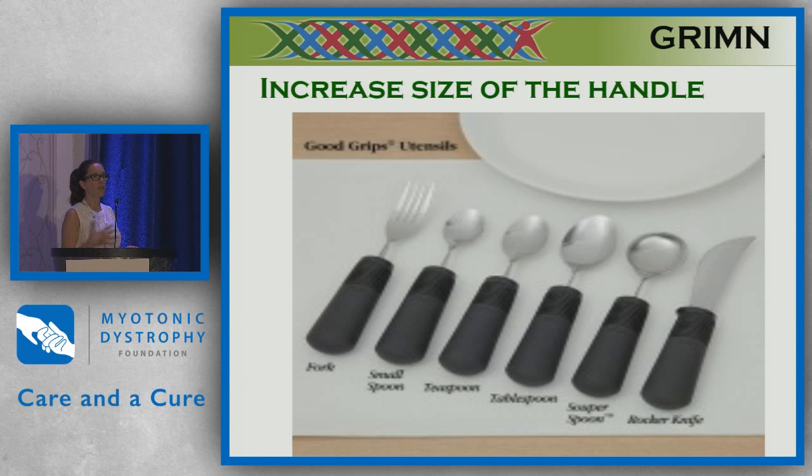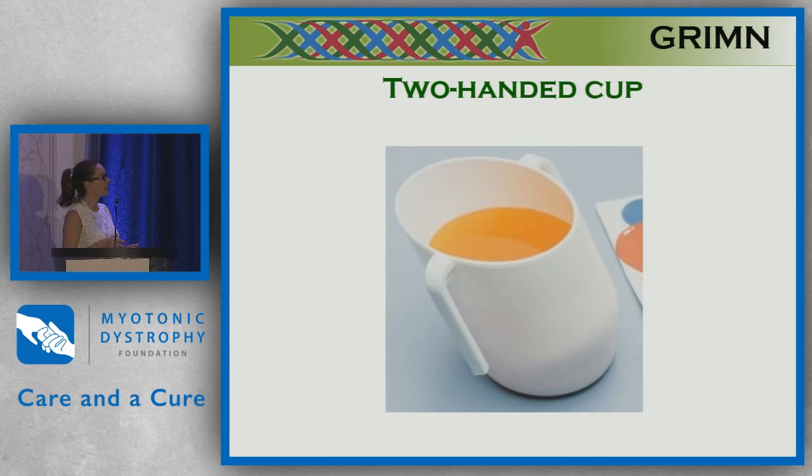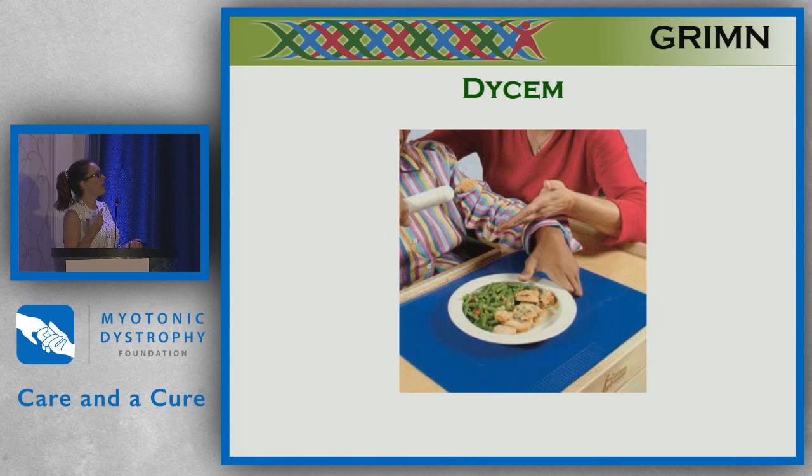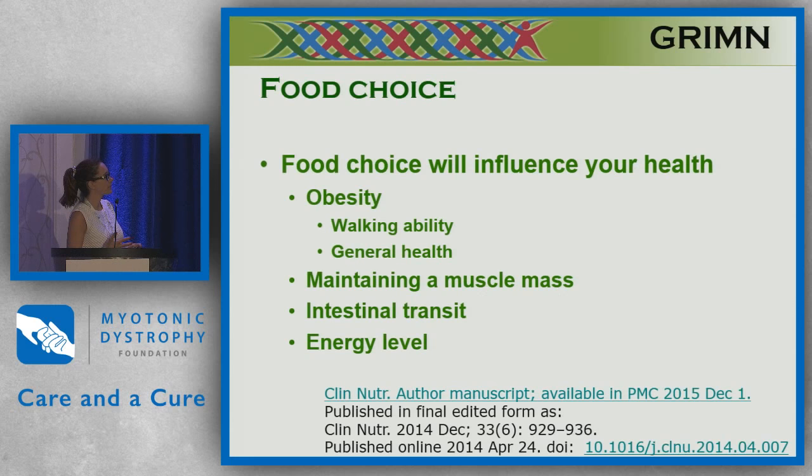In occupational therapy, we can help you with thousands of things, in regard to increasing the size of the handle of your cutlery, a two-handed cup for dysphagia, a sticky placemat so that the plate doesn't move as much, and there's thousands of other options. So please, if you think that it's getting harder and harder, there are a lot of options for that.